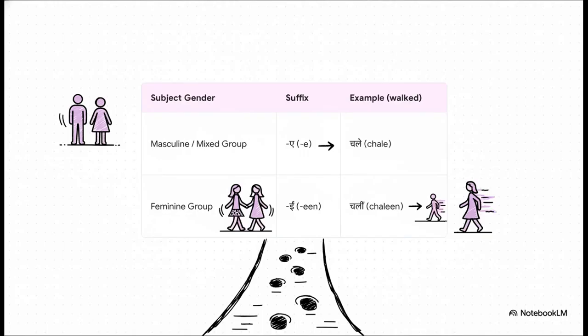Well, that all depends on the gender of the group you're talking about. Okay, check out this chart. It's super clear. If you have a group of all guys, or even a mixed group with just one guy in it, you add the e sound to the verb root. So walk becomes chale. Easy, right? Now, if the group is all women, you just switch it up and use the een sound, which gives us chalin. Seriously, that's the whole trick. These 2 endings are everything.